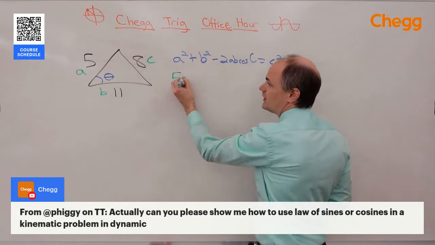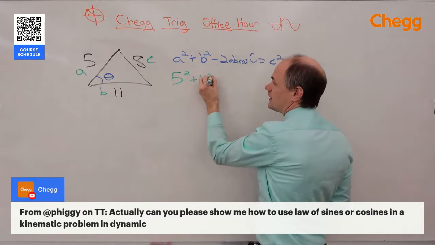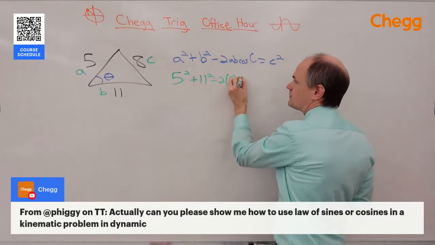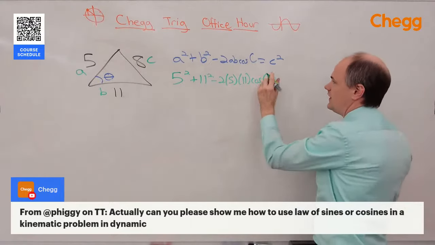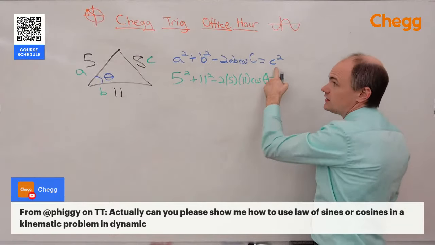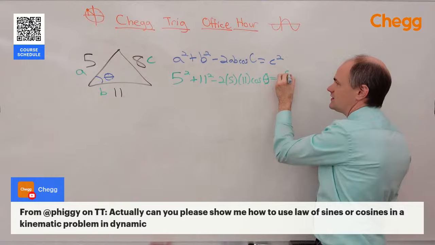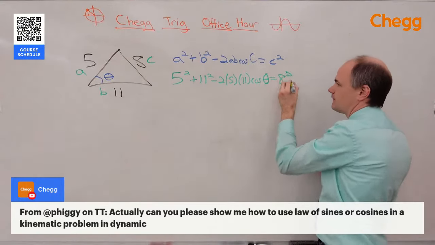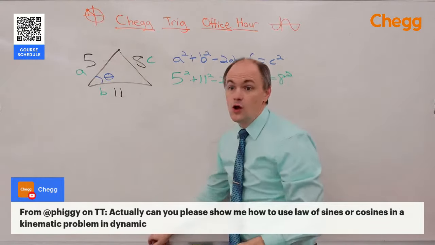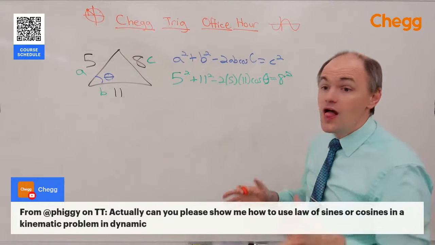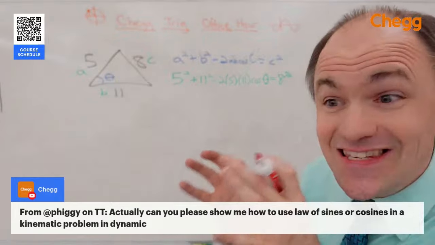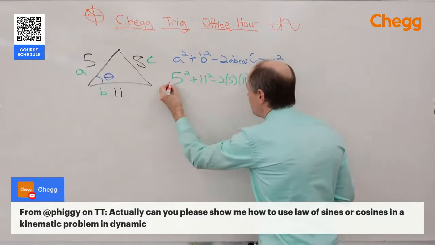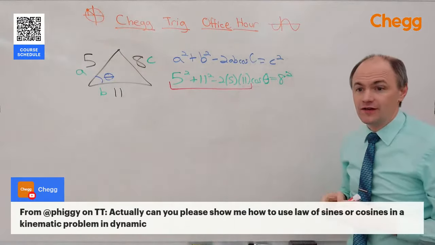So for this formula, it would be 5 squared plus 11 squared minus 2 times 5 times 11 times the cosine of C, or theta, equals c squared, which is the 8 squared. Where people get in trouble, the mistake people make, don't do this. This is bad. Don't do this. They put all of that in their calculator.